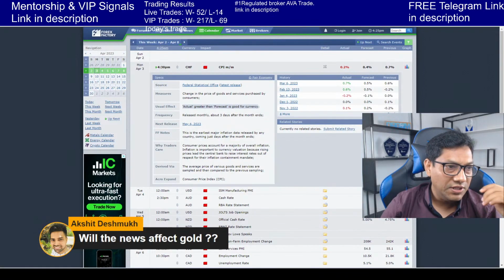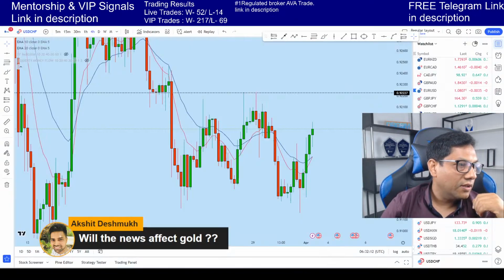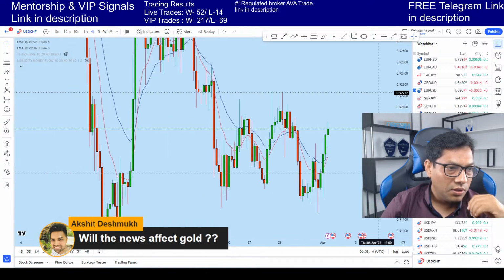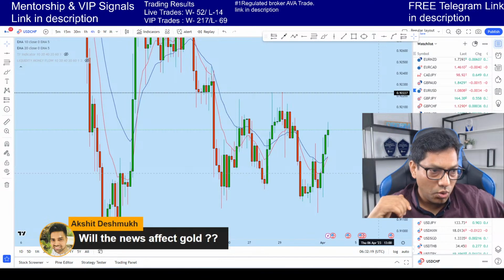Sometimes it takes a little bit of time for the market to move after the news release, because traders need to digest what has been released before taking action. So that's why sometimes you may not see much movement immediately, but slowly it builds up.